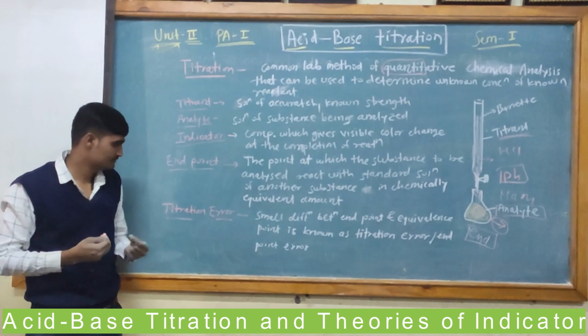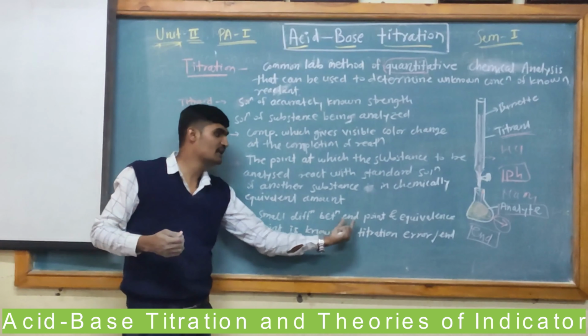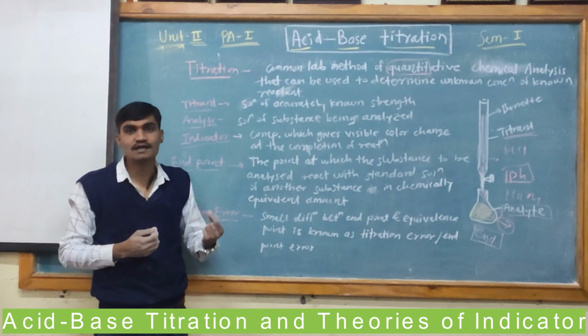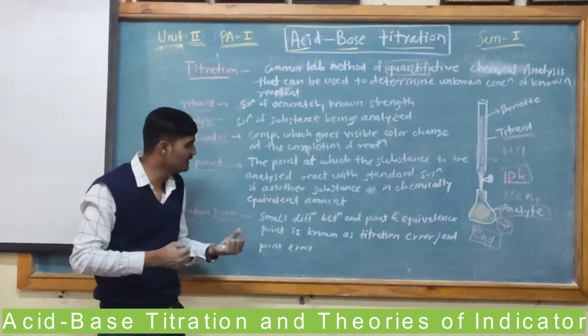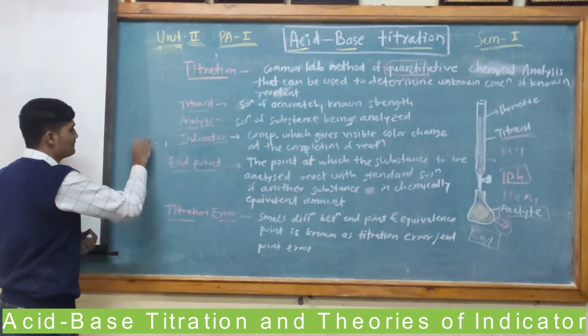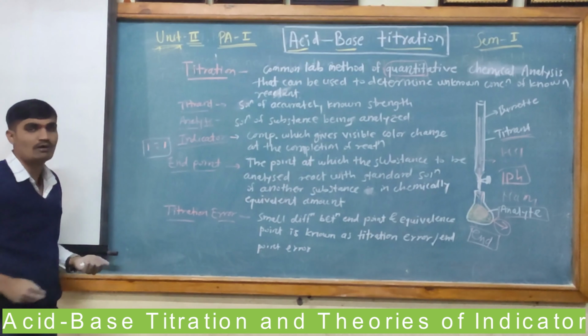acidic condition. Then titration error. It is a small difference between the end point and the equivalence point, so it is called the titration error or end point error. Because at the equivalence point, suppose we require a 1:1 proportion, so it is chemically equivalent.